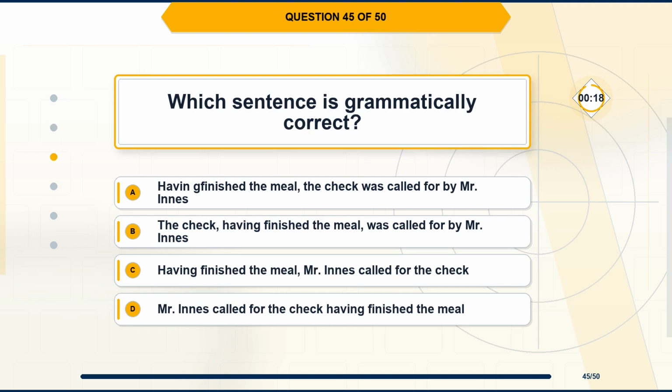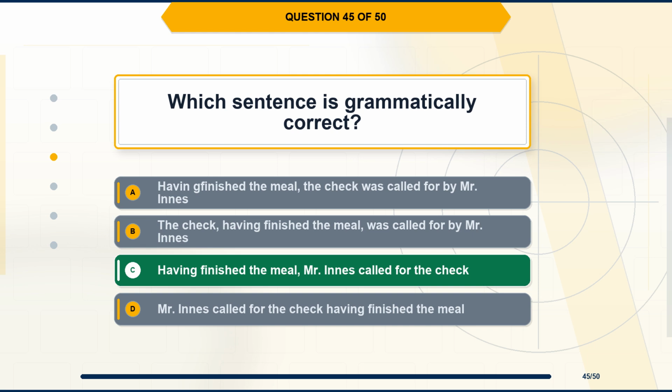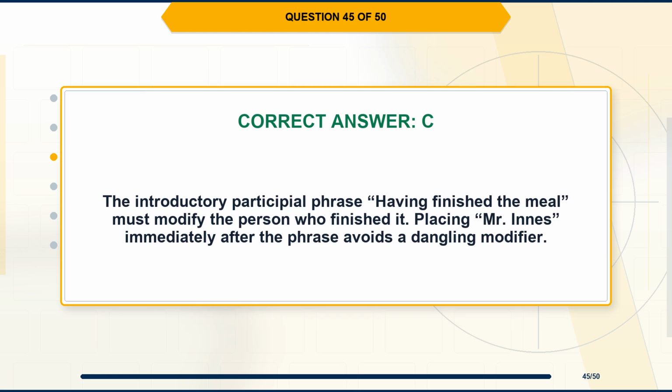Question 45. Which sentence is grammatically correct? Option A, having finished the meal, the check was called for by Mr. Innes. Option B, the check, having finished the meal, was called for by Mr. Innes. Option C, having finished the meal, Mr. Innes called for the check. Option D, Mr. Innes called for the check having finished the meal. The correct answer is option C. Having finished the meal, Mr. Innes called for the check. Explanation. The introductory participial phrase, having finished the meal, must modify the person who finished it. Placing Mr. Innes immediately after the phrase avoids a dangling modifier.